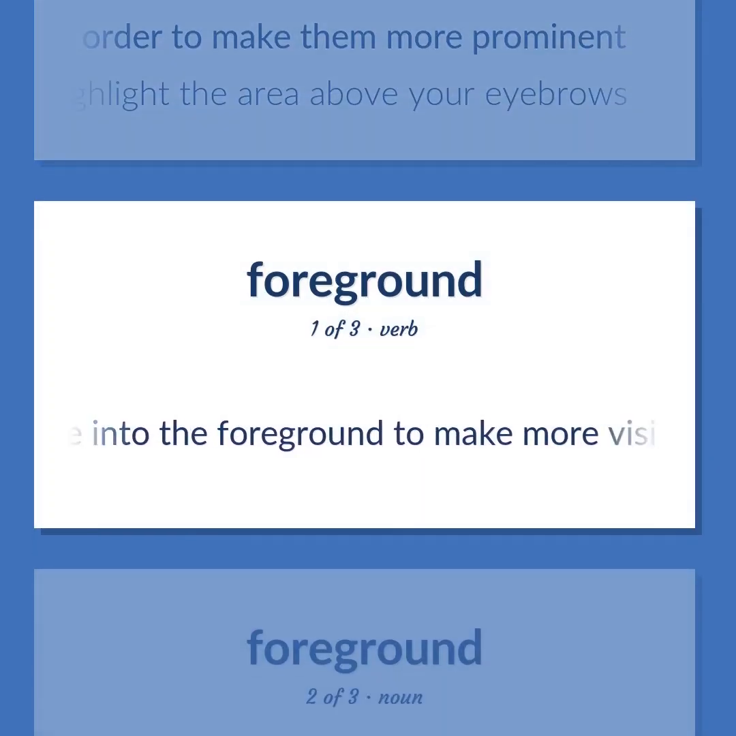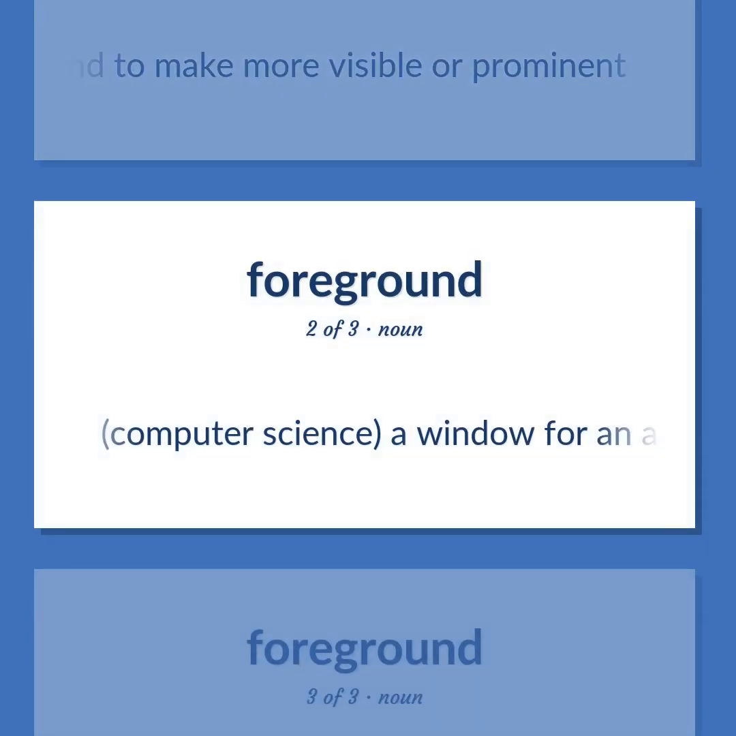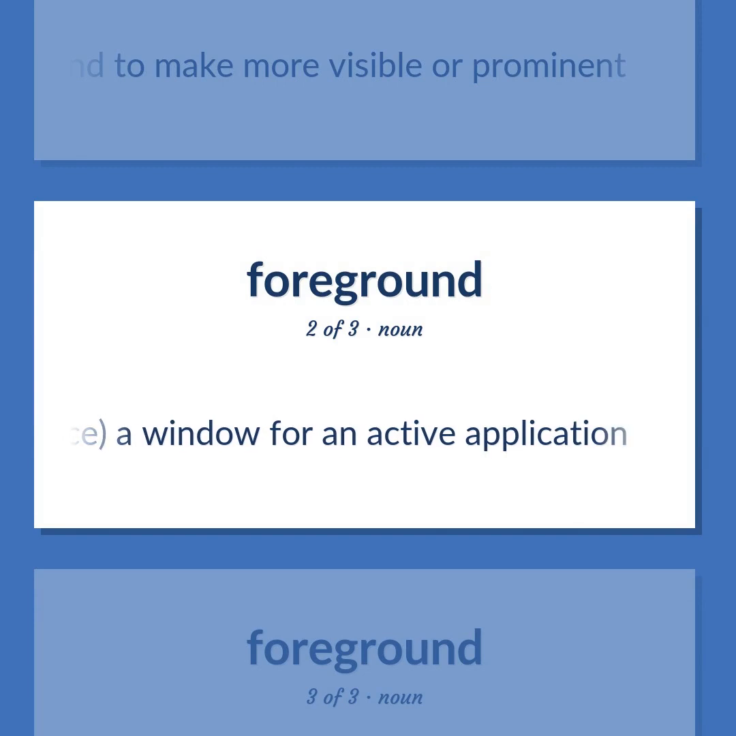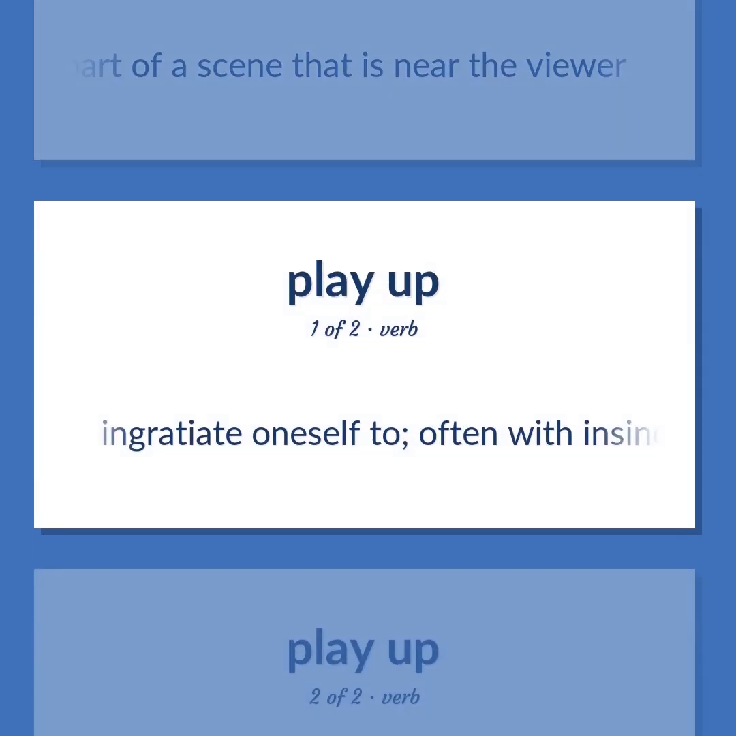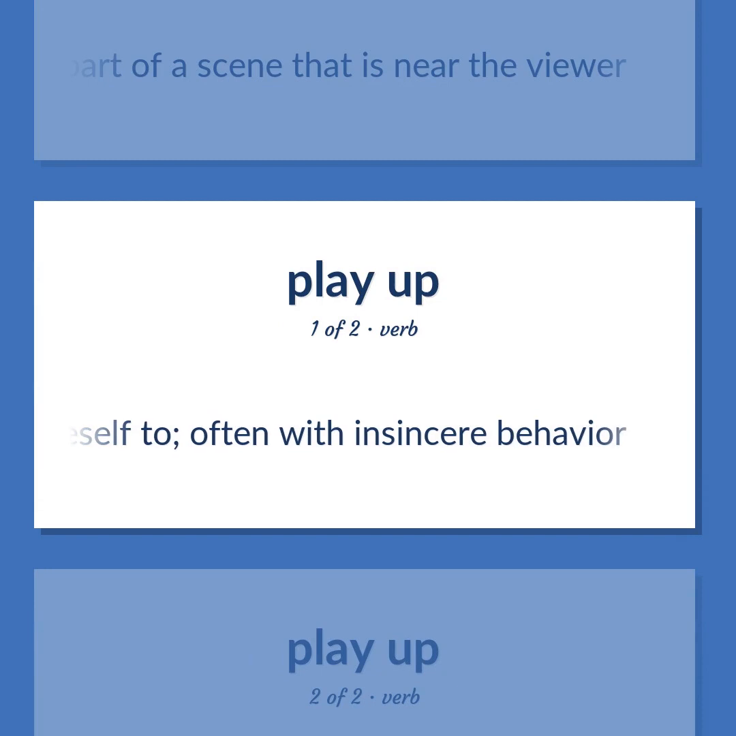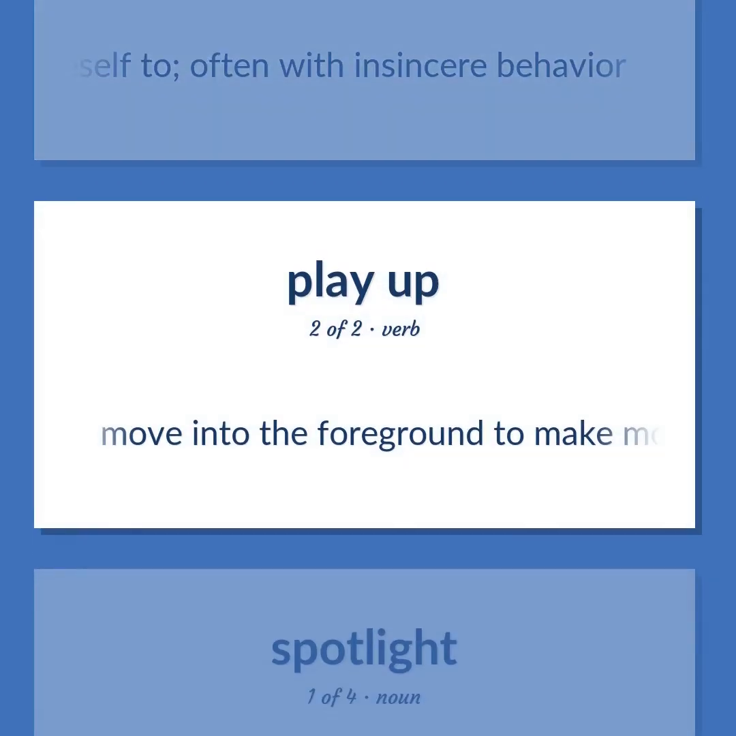Move into the foreground to make more visible or prominent. Computer science, a window for an active application. The part of a scene that is near the viewer. Ingratiate oneself to, often with insincere behavior. Move into the foreground to make more visible or prominent.